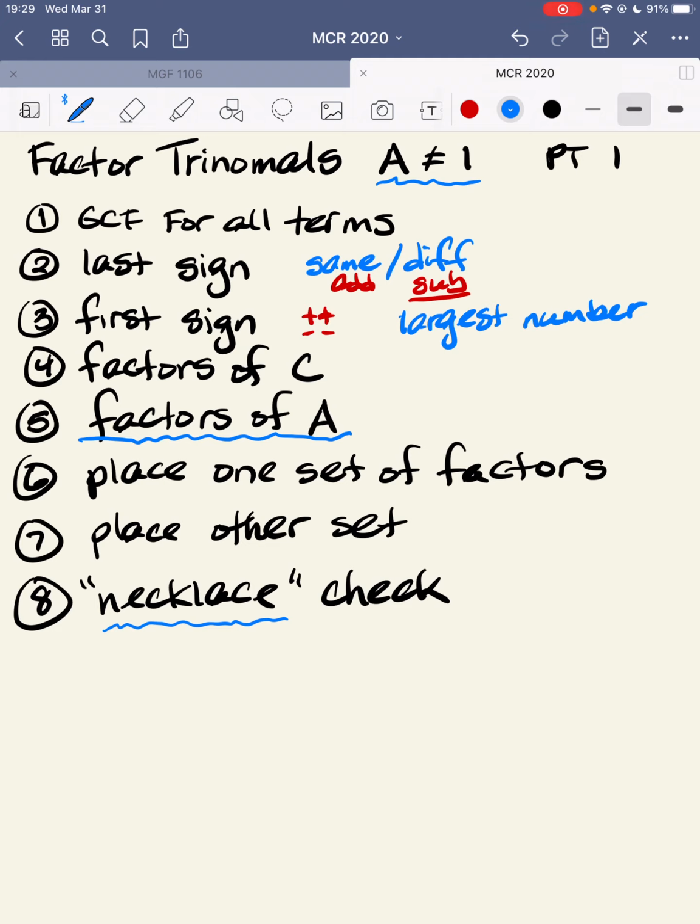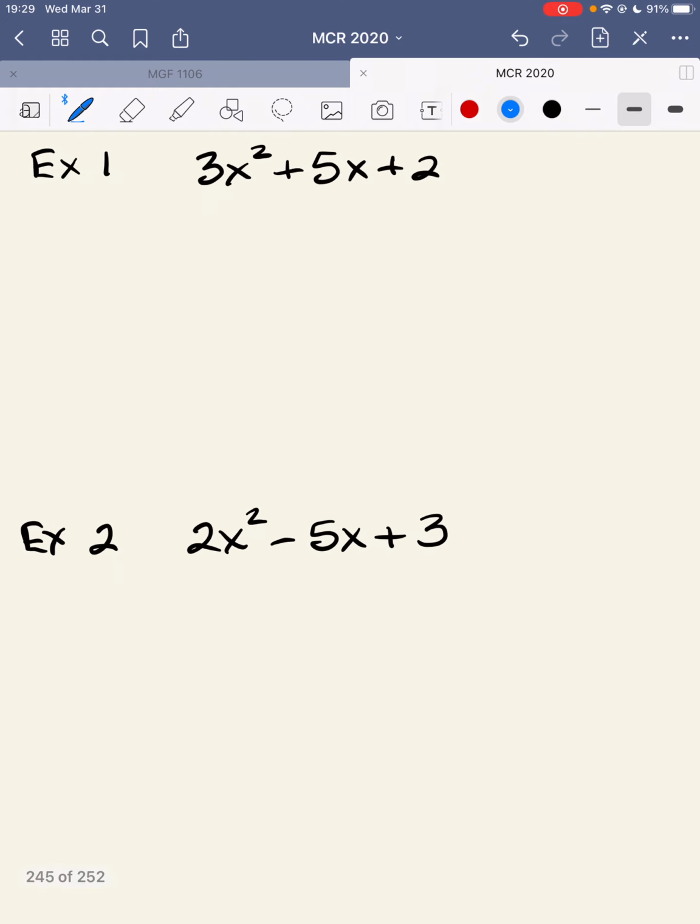All right, so let's look at a few problems. Also, if you are fairly comfortable with factoring, you may try to do these on your own, and that's totally okay with me. We're going to look at 3x squared plus 5x plus 2. First thing I should do is look for a GCF, but all these numbers are prime. I did that on purpose, okay? So I'm not going to have a GCF for all 3 terms.